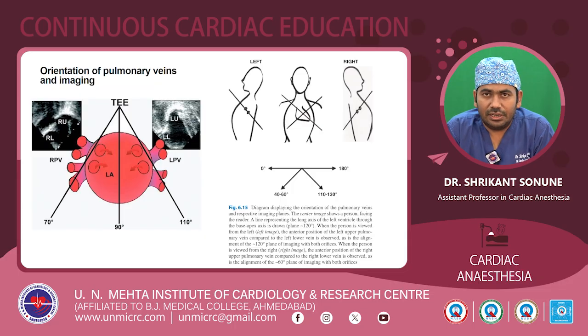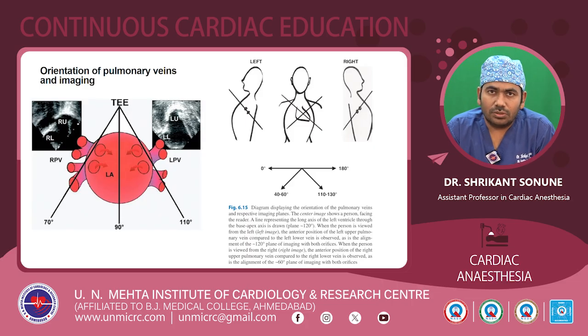This is the schematic representation of the orientation of the heart, which can be seen in the center image. If we draw an imaginary line crossing from the base to the apex of the left ventricle, it forms an angle of around 100 to 110 degrees, and from this we can judge, looking in the leftward or the rightward direction, the orientation of the respective pulmonary veins on the respective side.